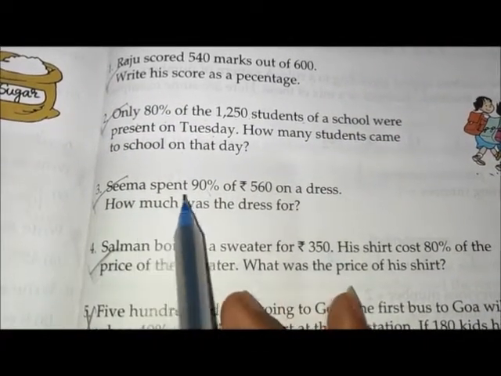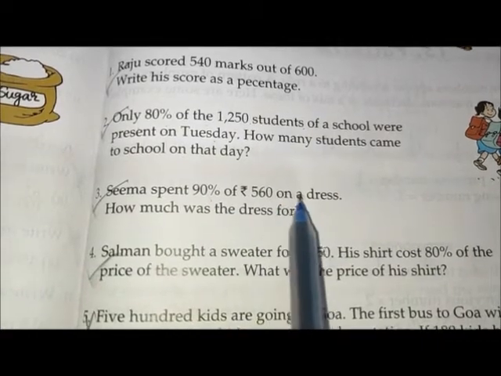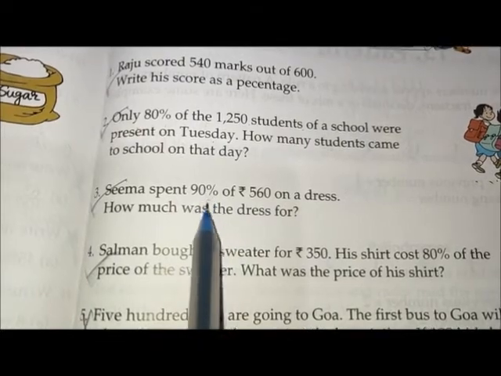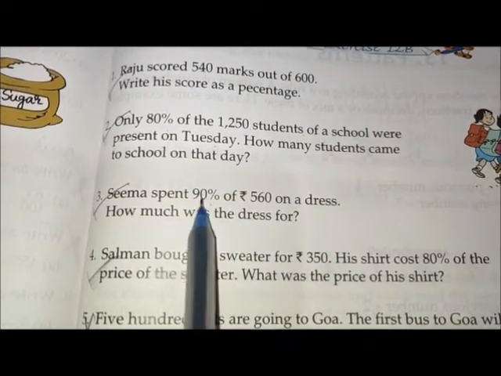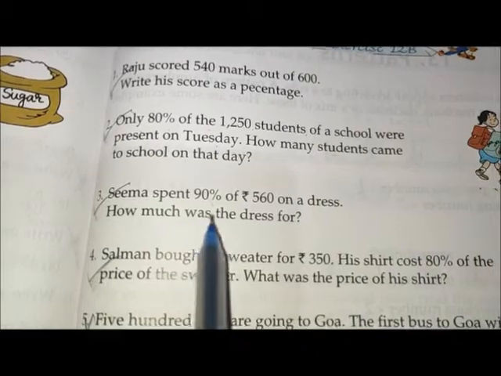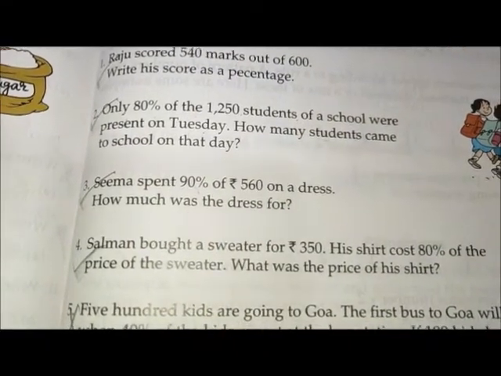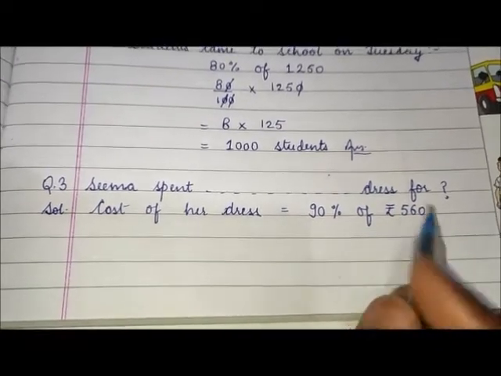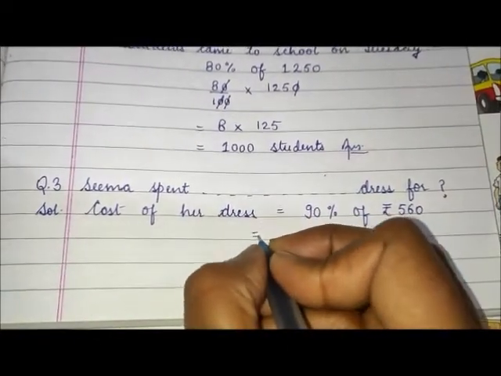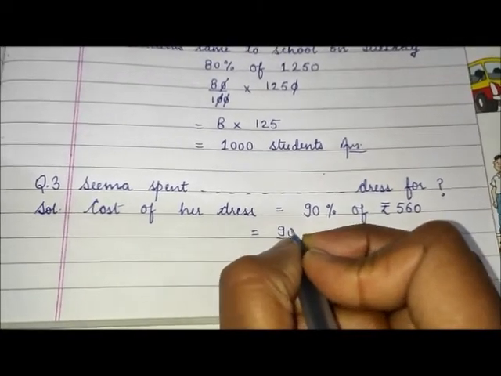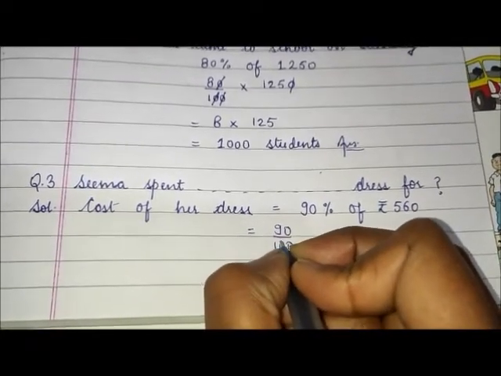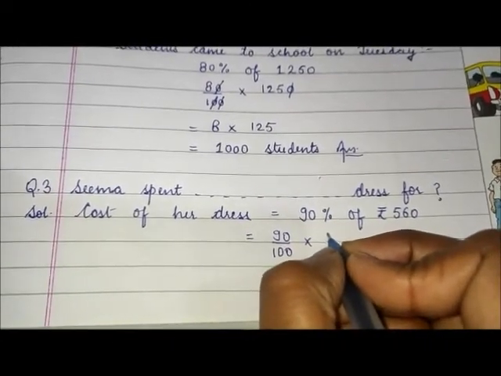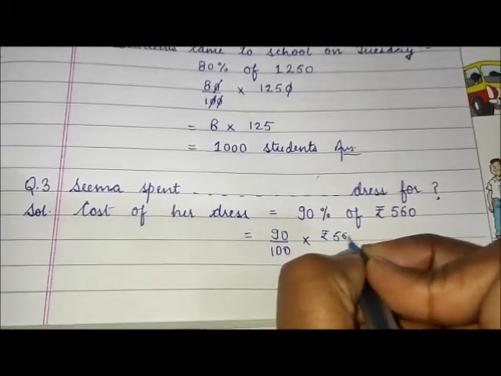Question number 3. Seema spent 90% of rupees 560 on a dress. How much was the dress for? So सीमा ने 560 रुपीज़ का 90% स्पेंड किया है उसकी ड्रेस पे. हमें उस ड्रेस की कॉस्ट फाइंड करनी है. सो कॉस्ट ऑफ हर ड्रेस इज इक्वल्स टू 90% ऑफ रुपीज़ 560. सो 90% कैन बी रिटन एज 90 by 100, and then of means multiply of this 560 rupees.